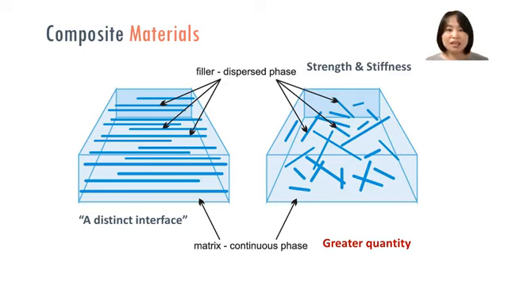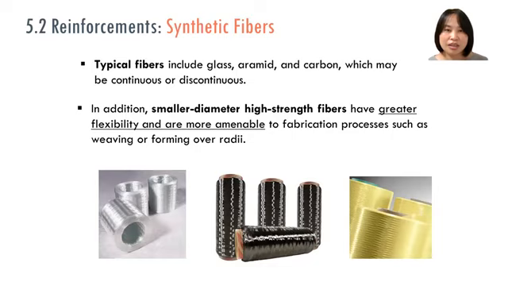But we can identify the separate phase between fiber and matrix. So they have a distinct interface that we can see of two or more materials combined together in a composite material. And the fibers or filler may be short or long fiber. When short, we call it discontinuous fiber. When it's long, we call it continuous fiber.